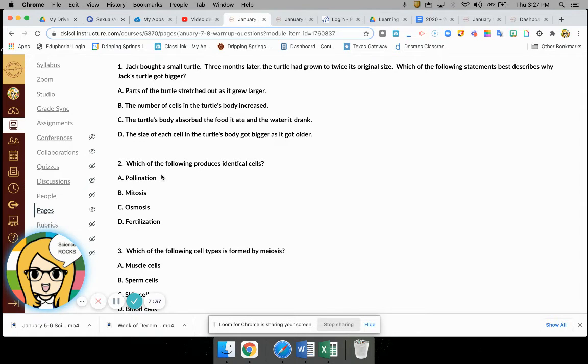Pollination is simply fertilization in plants. Fertilization is when egg and sperm connect. Osmosis is diffusion of water. But mitosis, if you'll remember, is when a single non-gamete cell divides and 2 identical daughter cells are formed. So number 2 is mitosis.